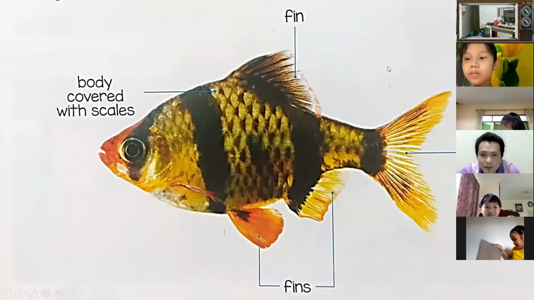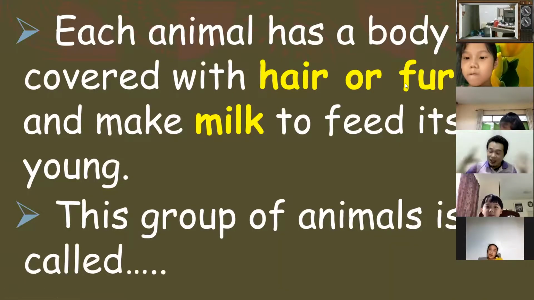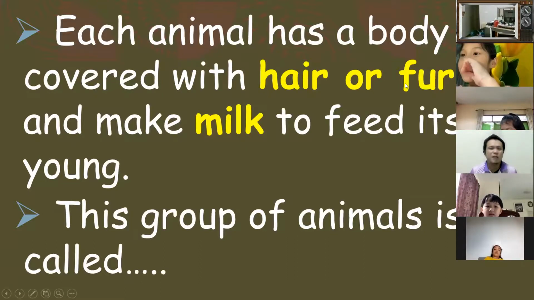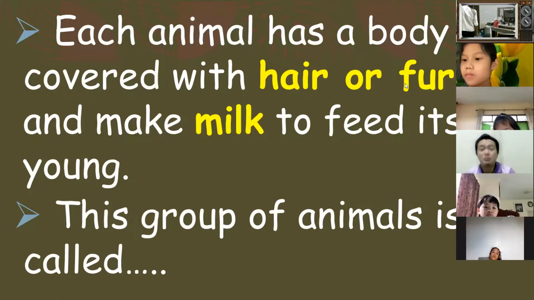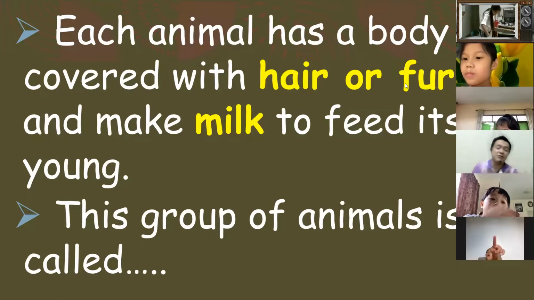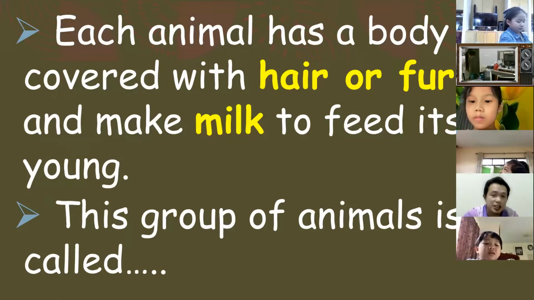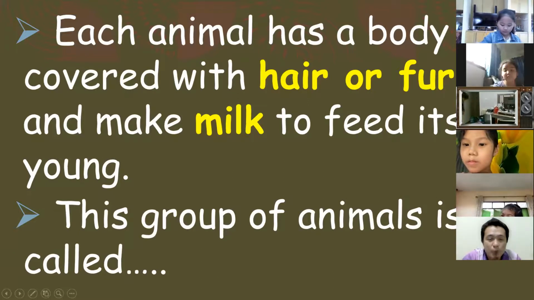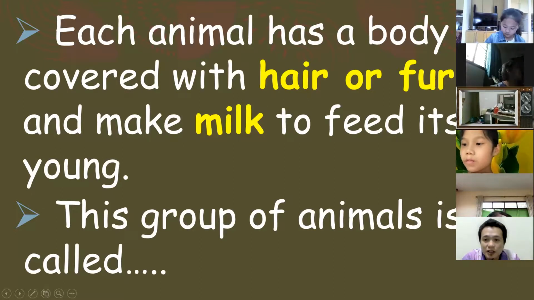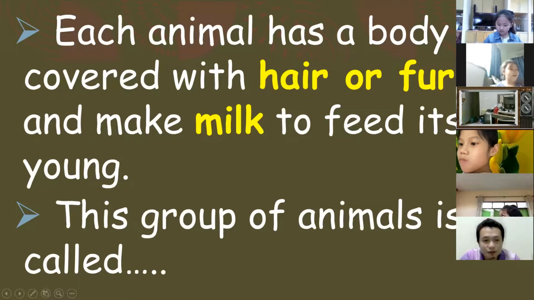All right, so another thing that you have to remember, because you are in Pratum 1, actually, grouping of animals, there are many. We have amphibians, we have reptiles, and so on. But in your book, I will just follow the four things because you are still in grade 1. We have fish, insects, and number four, each animal has a body covered with hair or fur, and makes milk to feed young.